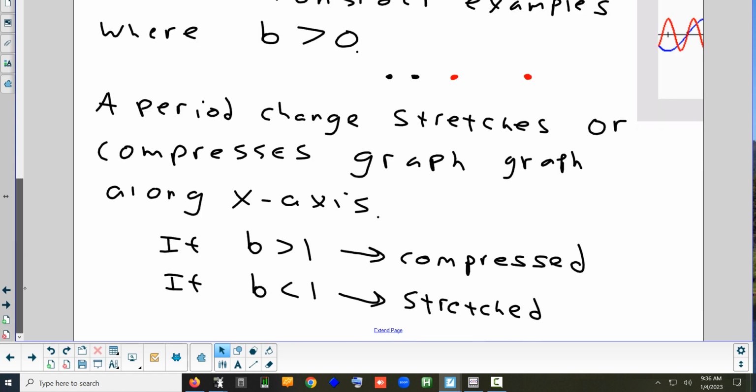The smaller that you make b, the more of a stretch you get. So like 1/2 would stretch it. 1/4 would stretch it even more. The closer the number gets to 0, the more stretched out it gets. So it's kind of the opposite of what you would think. Bigger numbers compress it. Small numbers stretch it.